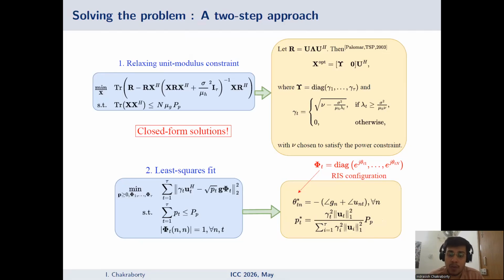And because of these L1 norms, the pilot powers are not equal and they don't really follow any kind of trend. They are not increasing, they're not decreasing, they really don't follow any sort of trend. And both of these steps have closed form solutions. So complexity wise, this solution is very cheap.